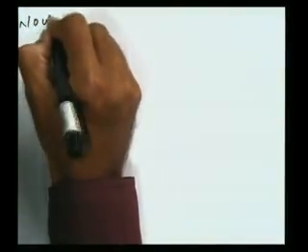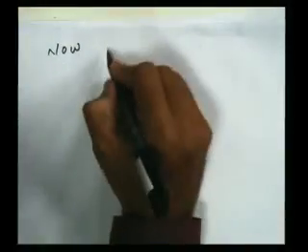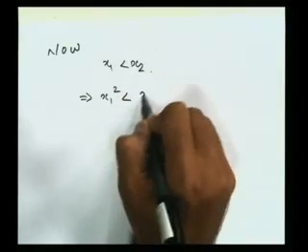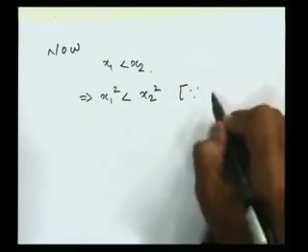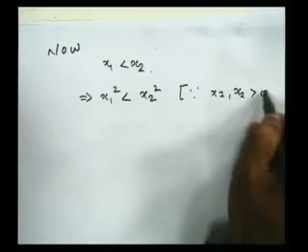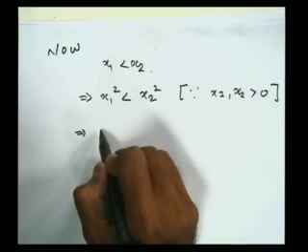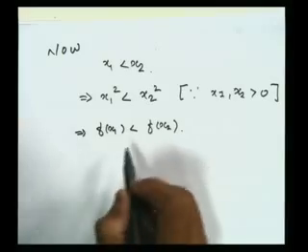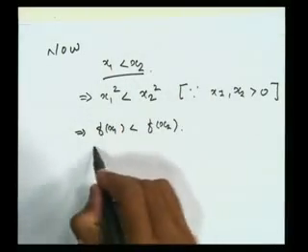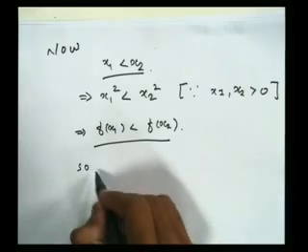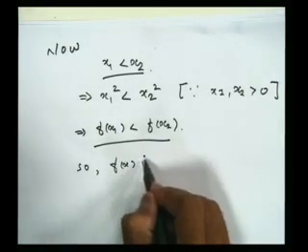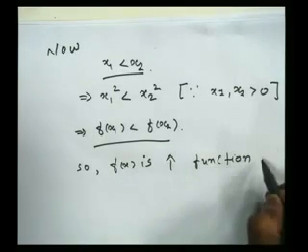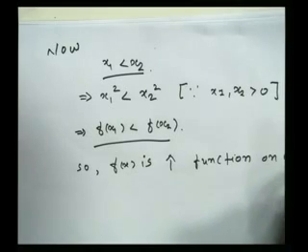Now we have x1 is less than x2 implies x1 square is less than x2 square. Why this happens? Because x1 and x2 are positive. Okay, but what is our x1 square? X1 square is our f of x1 and x2 square is our f of x2. So we started with x1 is less than x2 and we reached at f of x1 is less than f of x2. So this proves that f of x is increasing function on this interval 0 to infinite. This was our interval 0 to infinite.